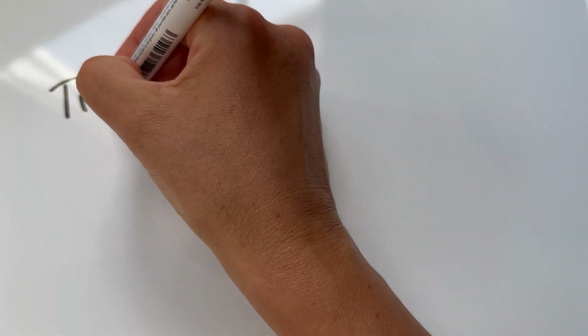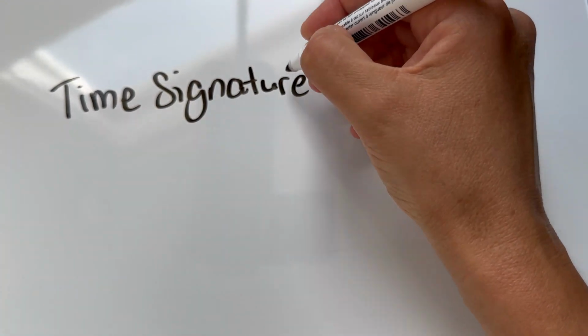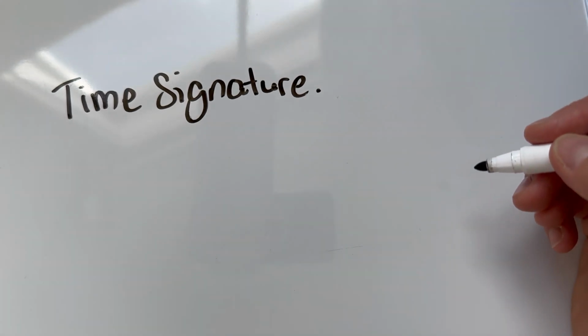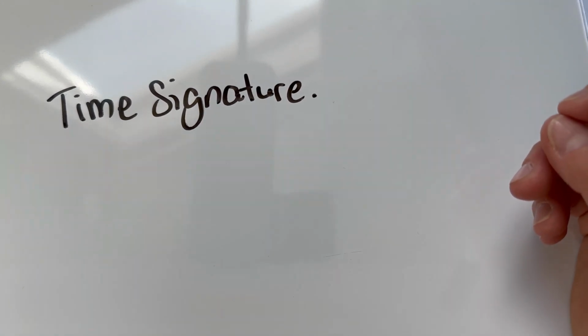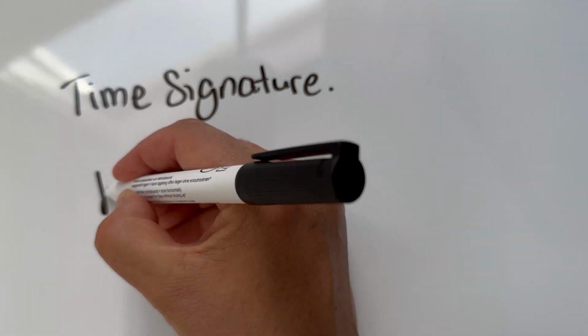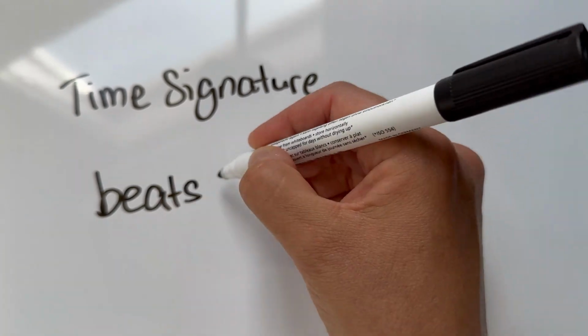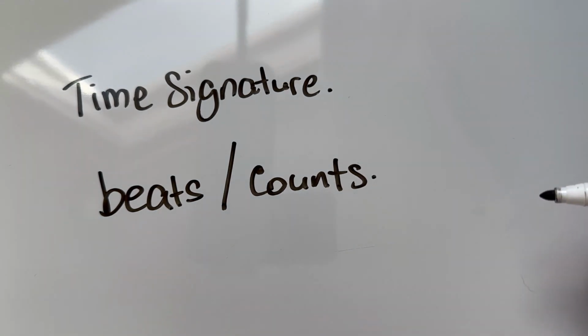Okay, so for number 9 in the review on page 24, it talks about time signature, right? And the first thing it asks is, in the time signature, the top number tells us how many in a measure or in a bar. So what we're looking for there is the word beats or the word counts. How many beats or how many counts are in a measure?